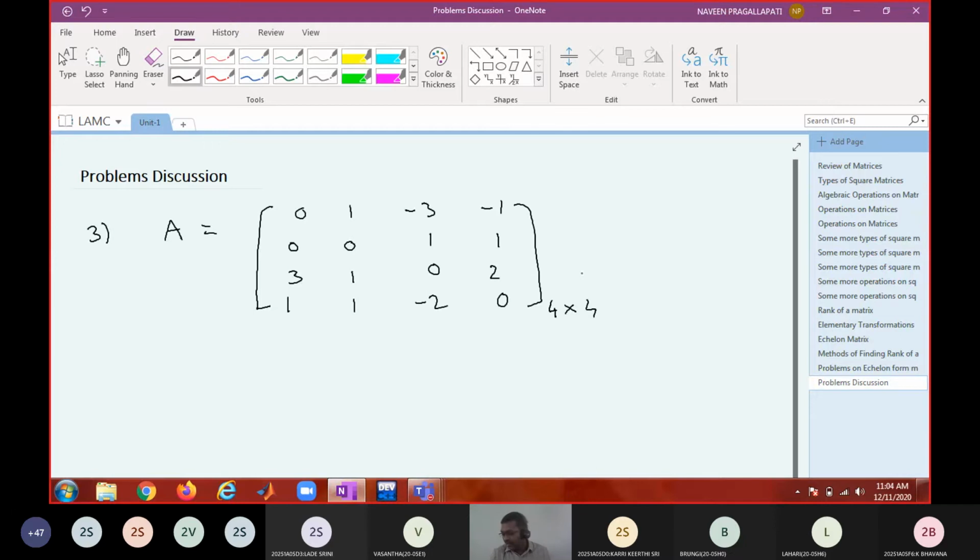And what is the first and foremost thing to do when you are dealing with matrices? Make sure that you copied the matrix correctly. Even if one entry is wrong, then the entire answer may be wrong. Okay?